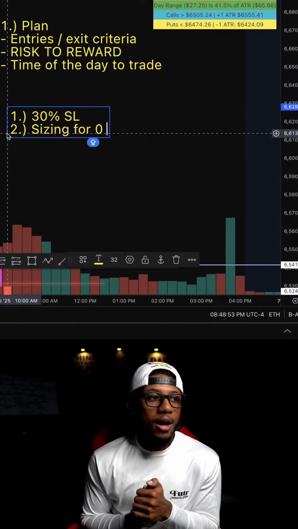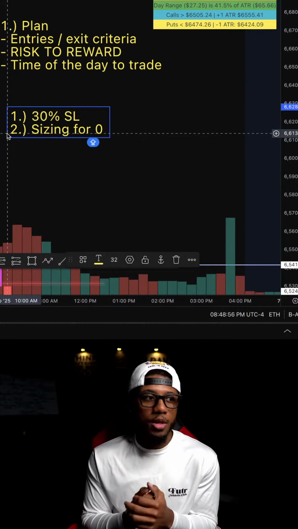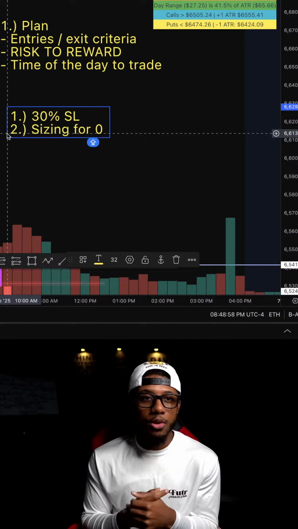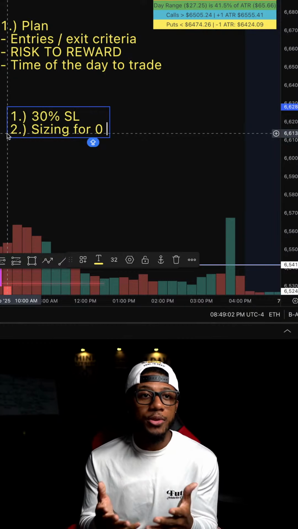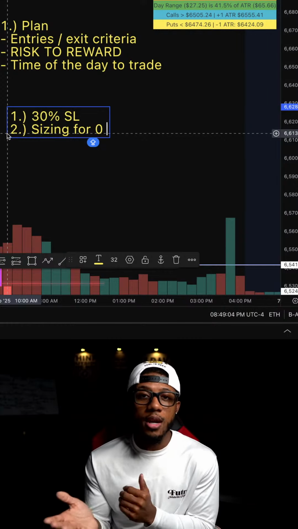So if I took a trade, let's say you trade with $100 and you have a 30% stop loss. So you would lose $30. Me, I would just go in with the whole $30 and the trade either goes my way or it doesn't, and I would let it go to 0.